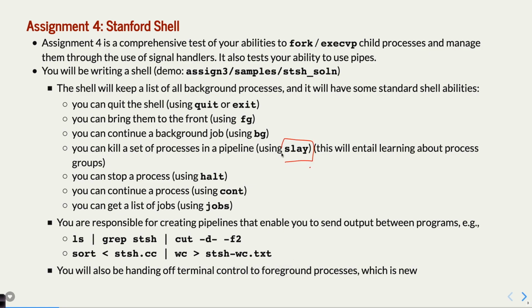You also have to be able to kill a set of processes, and this is an interesting one. We have this command called slay, which basically you will send to a process group, and that's the group of processes. Like for instance, down here we have ls piped through grep piped through cut. Well, they will all be in the same process group, and if you kill the process group, they all die. So that's the sort of thing you're going to have to think about when you're doing this. You also can halt a process that's currently running. You're going to send a SIGSTOP to it, or actually I think it is a SIGSTOP to it. You will be able to continue a process. You'll also be able to tell what jobs are running with a command, so you can see what the process IDs for all those jobs are.